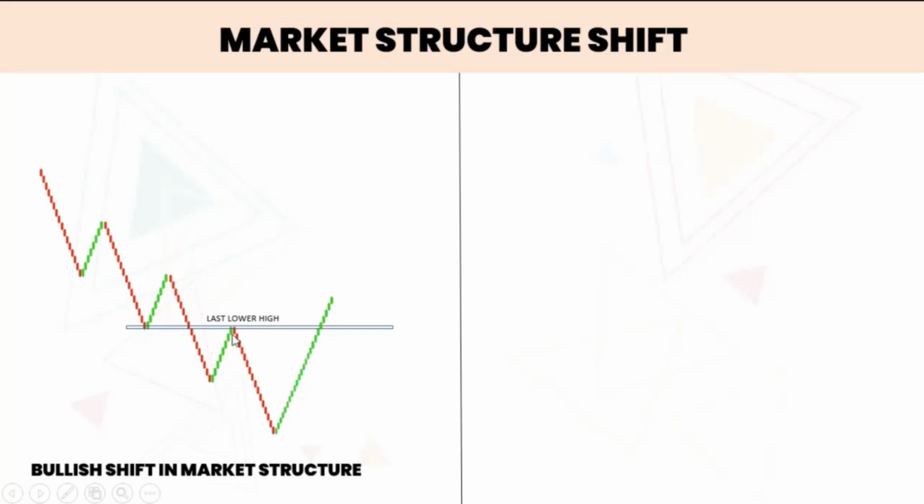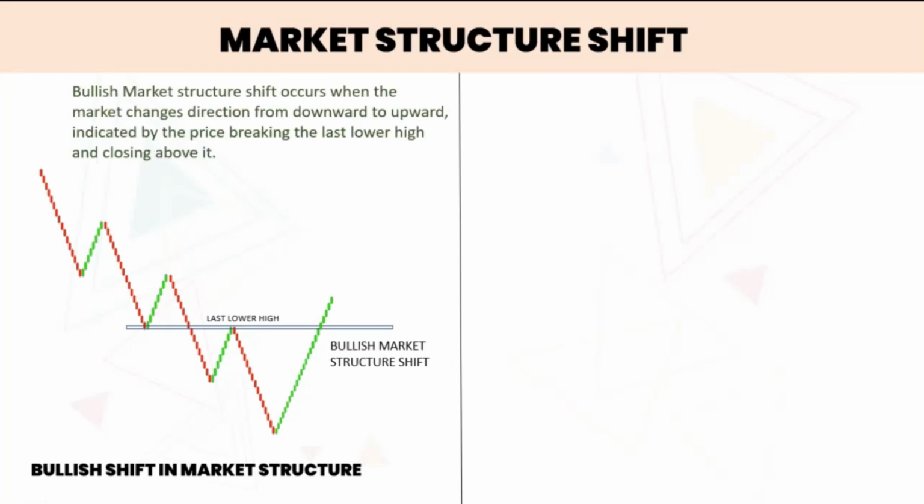Once the market breaks this last lower high, that is what you call a bullish market structure shift, or bullish shift in market structure, it's the same thing. So the market shifts that way. It has broken the last lower high, so what you'll be expecting is a return back to that low.